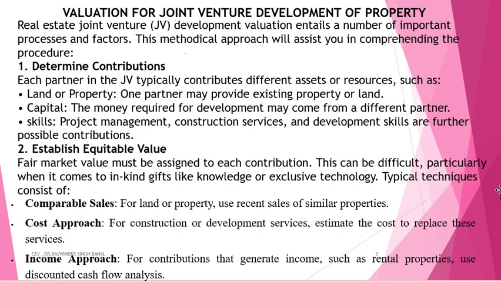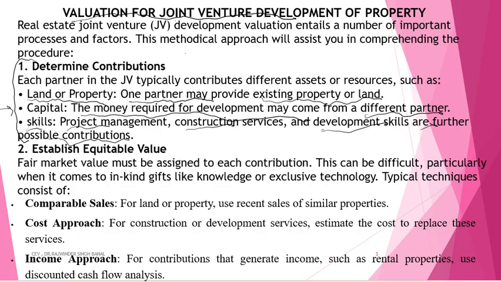So, how is the valuation for joint venture development of property done? First thing is to determine contributions. We have already discussed that one person will give his land or property. So one partner may provide existing property or land for the joint venture. Then capital, the money required for the development, may come from a different partner. And then skills, meaning project management, construction services, and development skills, are further possible contributions. It may be a third person, or maybe the person who is providing capital is also providing skills.